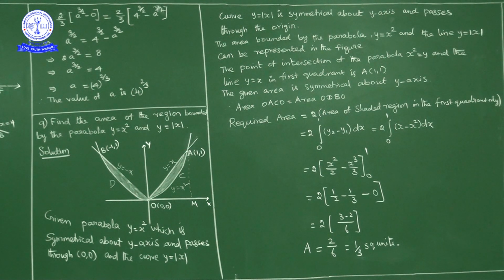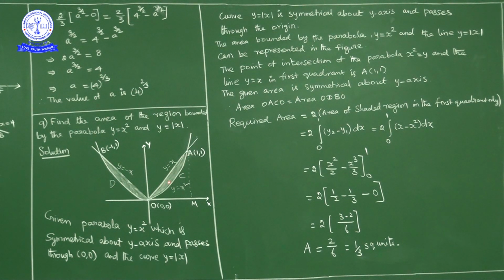Here the given area is symmetrical about the y axis, meaning whatever area you have in the first quadrant, the same area in quantity is in the second quadrant. So the area of OACO is equal to the area of ODBO. So the required shaded region area is equal to 2 times the area of the shaded region in the first quadrant only. Now we will find the first quadrant area.